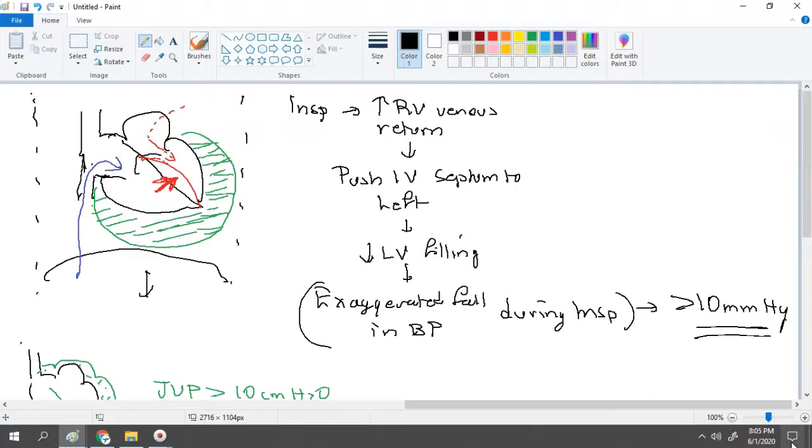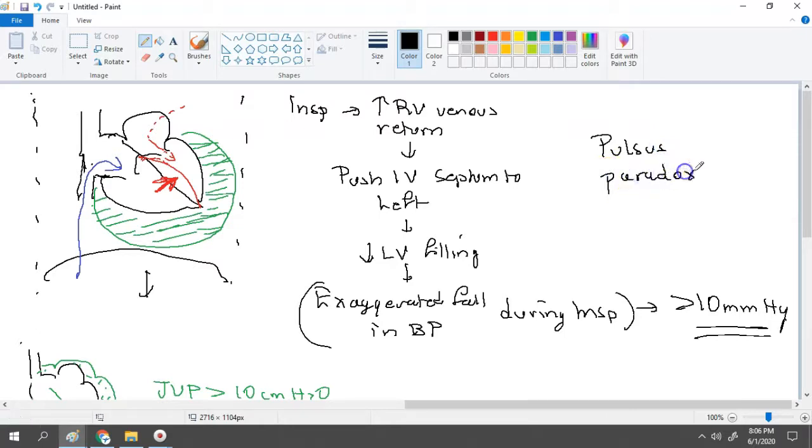This occurs because the right ventricle is unable to expand and accommodate the excess fluid, so it pushes the interventricular septum to the left, reducing the left ventricular filling, and that exaggerates the BP fall. So this will cause a paradoxical disappearance of the pulse in your arms in case of tamponade during inspiration. This gives its name Pulsus Paradoxus.